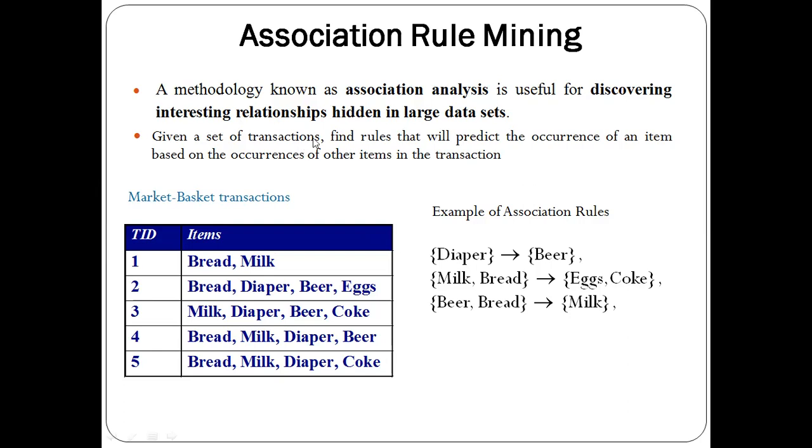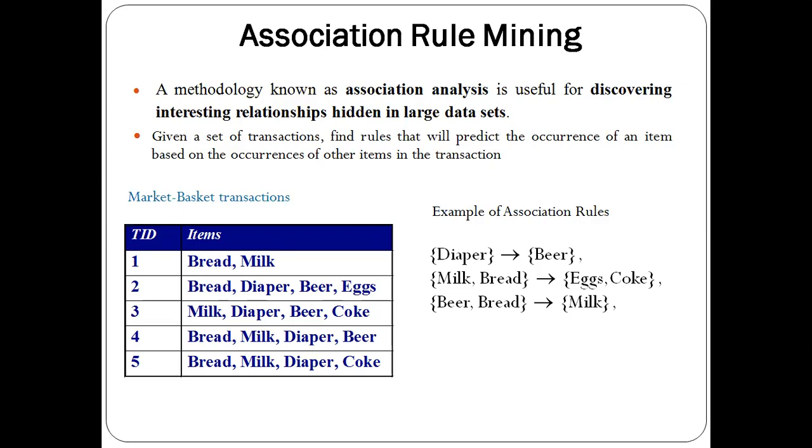Given a set of transactions, we will be finding rules that predict the occurrence of an item based on the occurrence of other items in the transaction. So in association analysis, you will have a set of transactions, and you will be predicting which is the next item that will be bought by a customer based on the occurrence of the previous item.